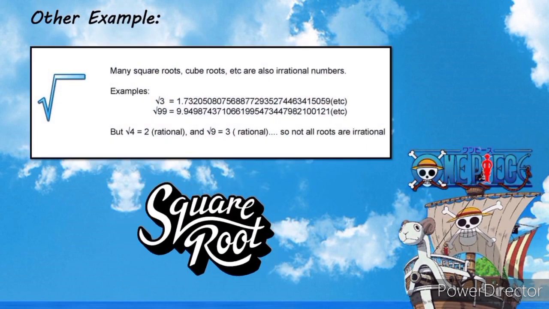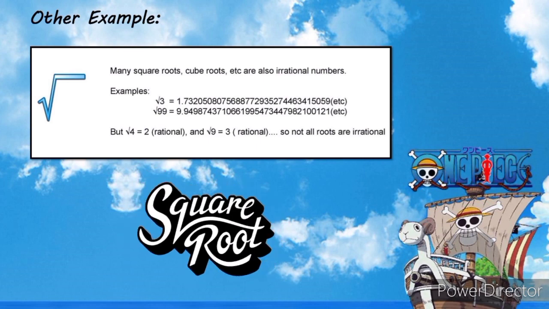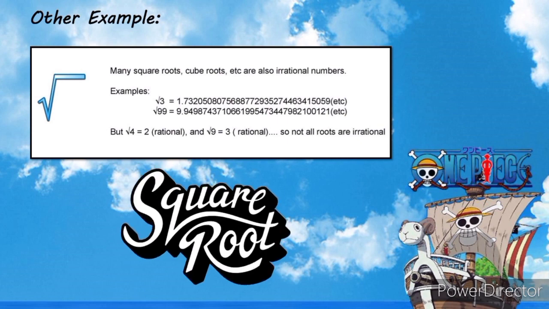Many square roots, cube roots, and others are also irrational numbers. Let's have our example. Square root of 3 is equal to 1.7320508 and so on. And square root of 99 is equal to 9.94987 and so on. But square root of 4 is equal to 2, which is rational. And square root of 9 is 3, which is also rational. So, not all roots are irrational.